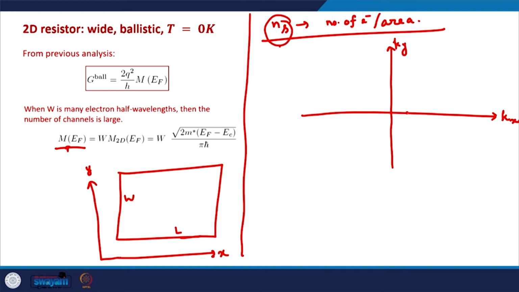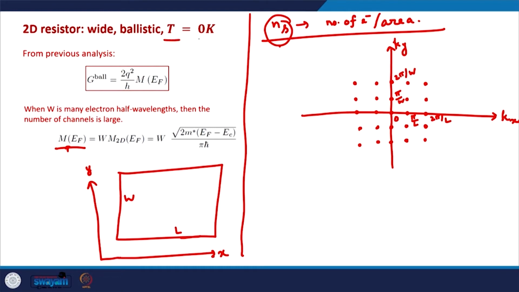So, the allowed K points, or the values of the K points where a valid electronic wave function exists in this material, are given by the solution of the Schrodinger equation, and we obtain these kind of points. These are essentially pi by L, 2 pi by L, 0. On the y axis we have pi by W, 2 pi by W, and so on.